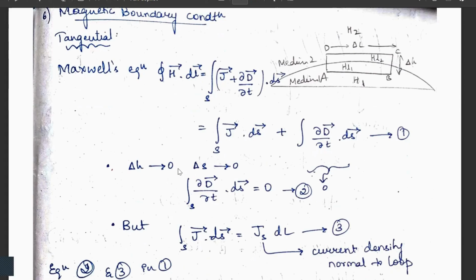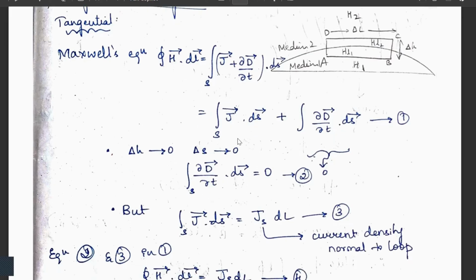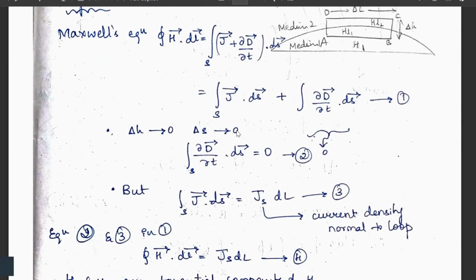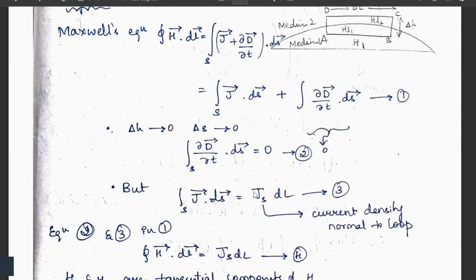Now, when h tends to 0 and delta s tends to 0, this term becomes completely 0. So we get dou D vector divided by dou t into ds vector will be 0. But this remains the same, because this is actually the current density normal to the loop. Current density is normal to the loop, hence this does not become 0.